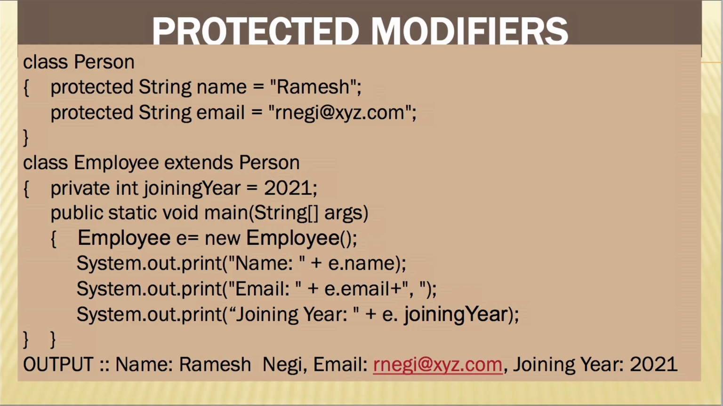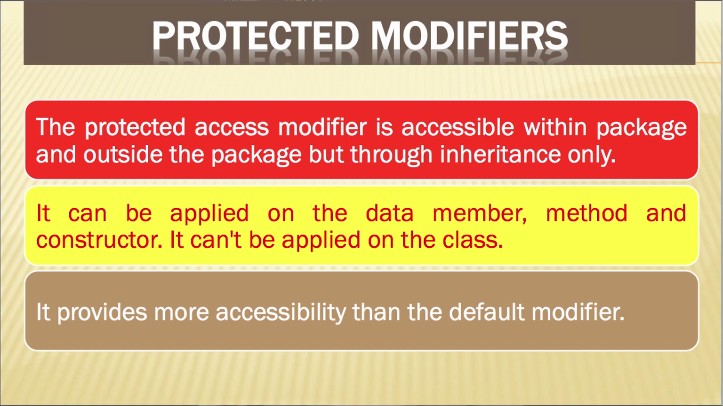So see the first point, the protected access modifier is accessible within the package. This rule is the same as the previous one, the default modifier. The protected access modifier is accessible within the package and outside the package. We can use it outside the package. However, the default one is only used within the package and not outside the package, but the protected access modifier is accessible within the package as well as outside the package, but through inheritance.